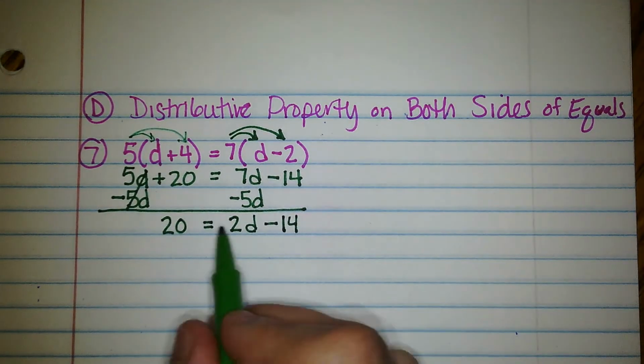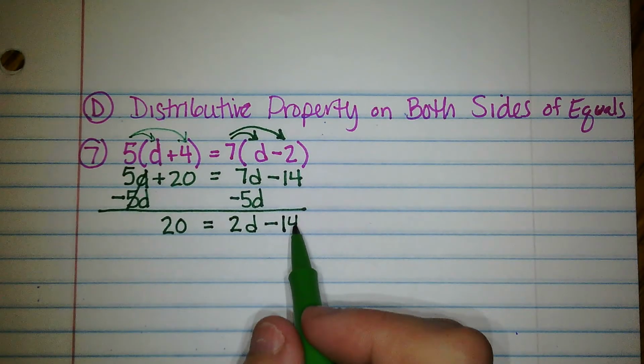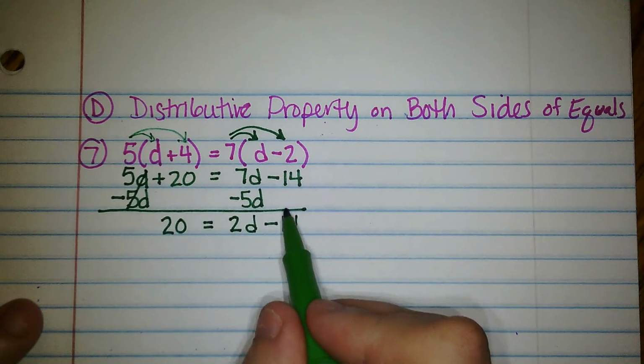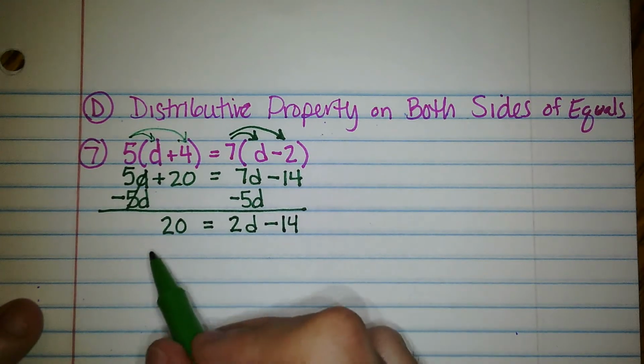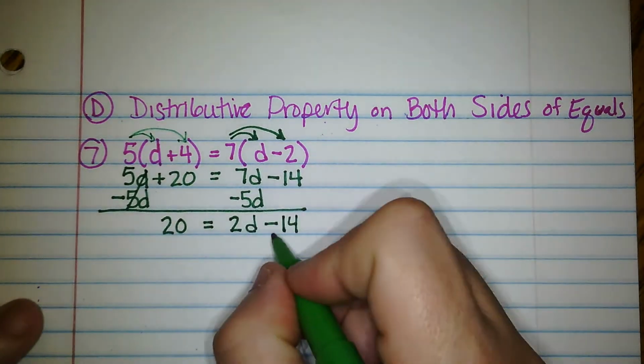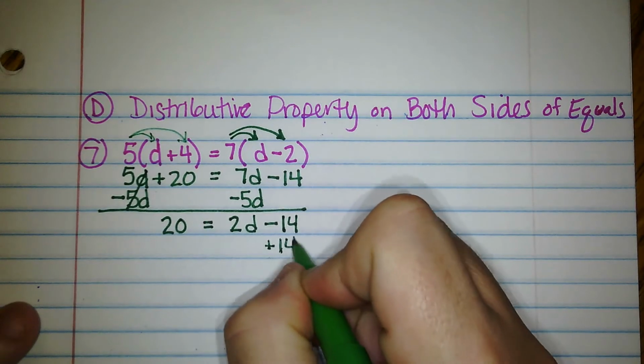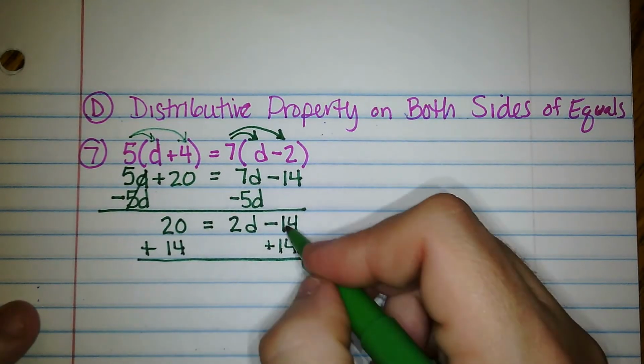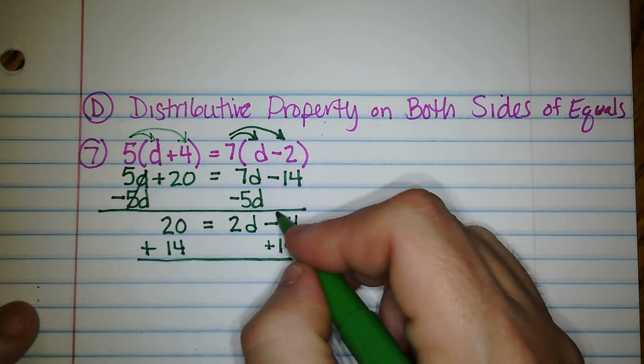Now, this is a basic two-step equation. It's written a little backwards, but it's still a two-step. And what we're going to do is take our constant and move it to the other side of equals to be with his friend. So we're going to add 14 to this side. The negative 14 and positive 14 cancel.